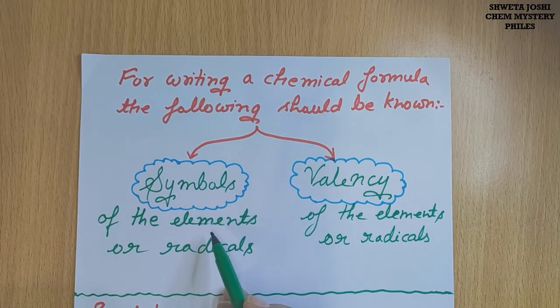What are elements? Elements are the pure substances which are made up of only one kind of atoms. And what are radicals? These are groups of atoms which contain more than one variety of atoms which work like a single unit, and they show a valency.